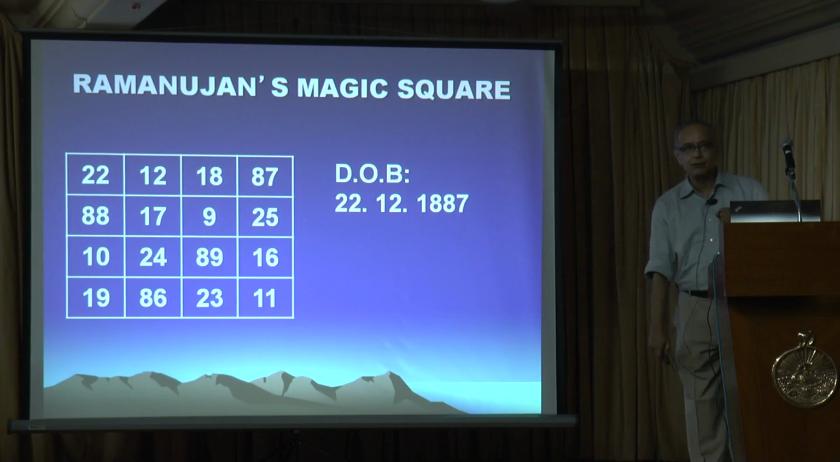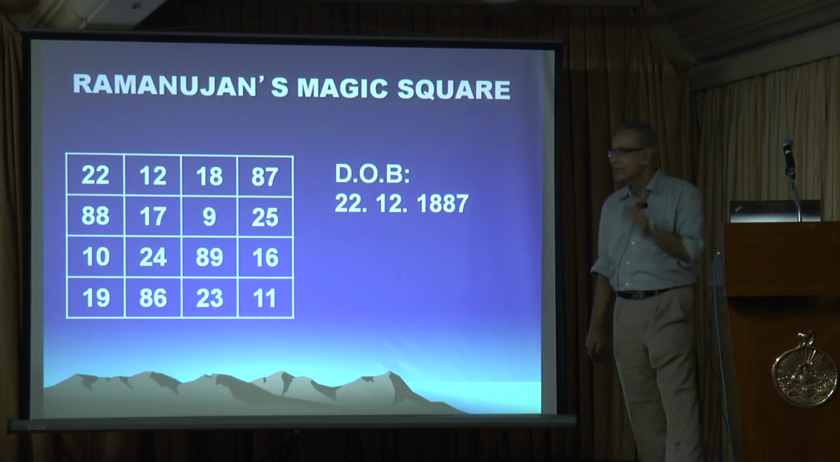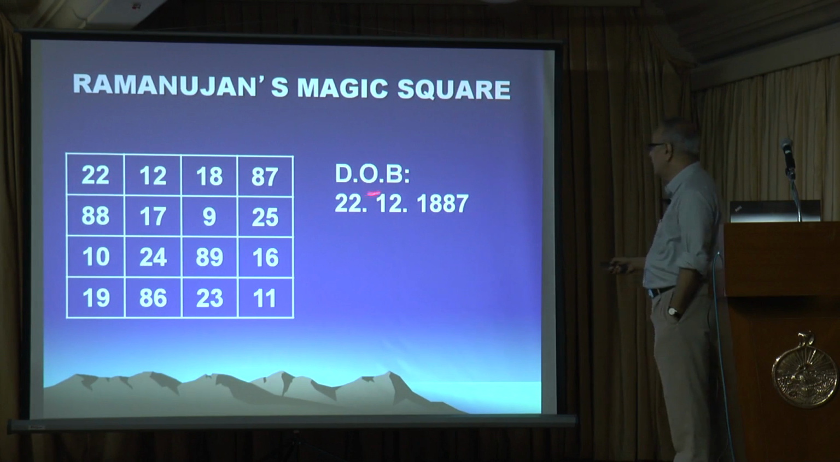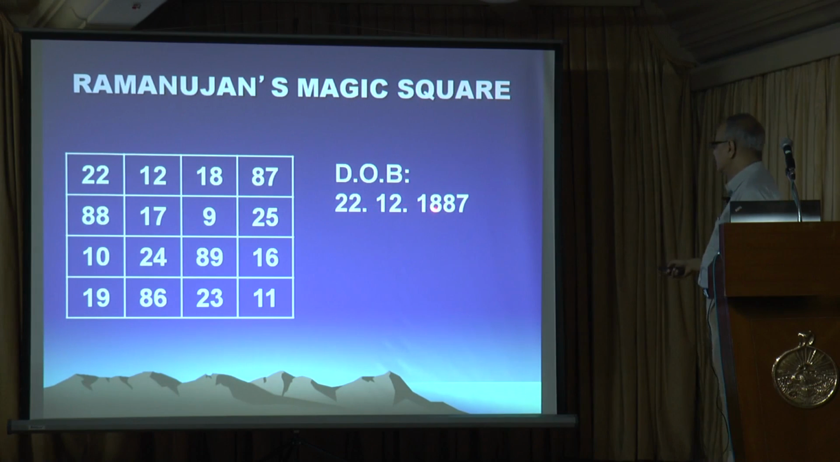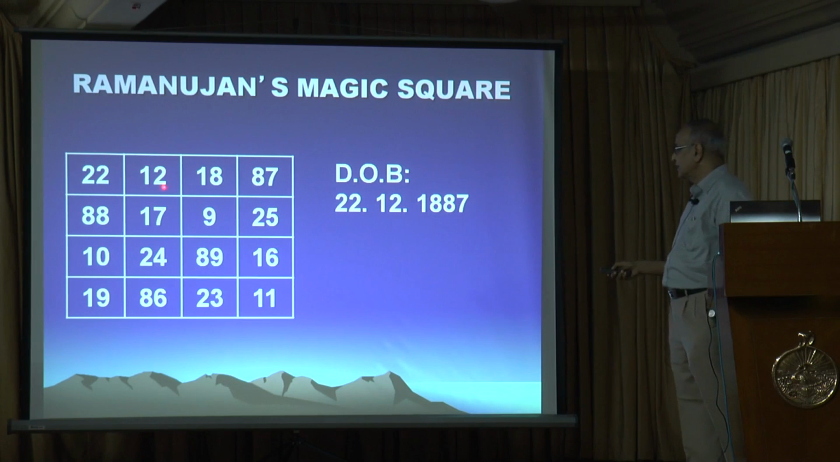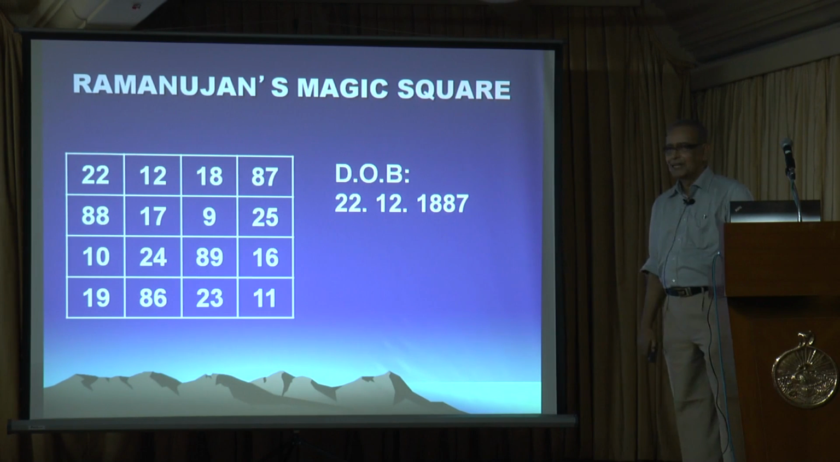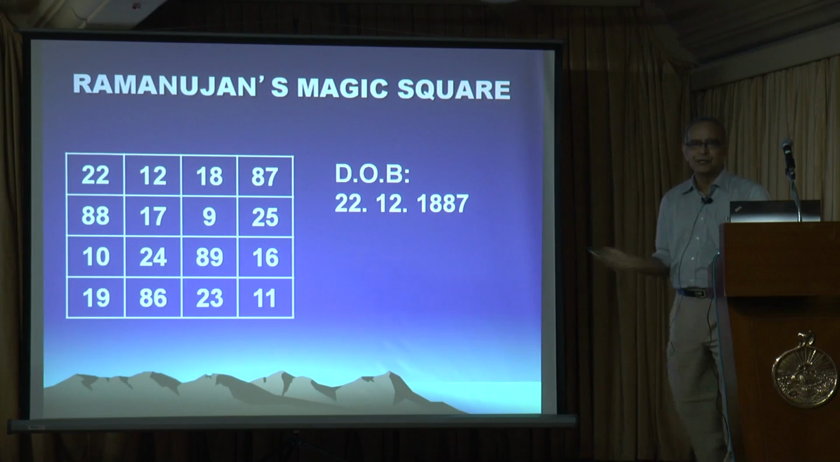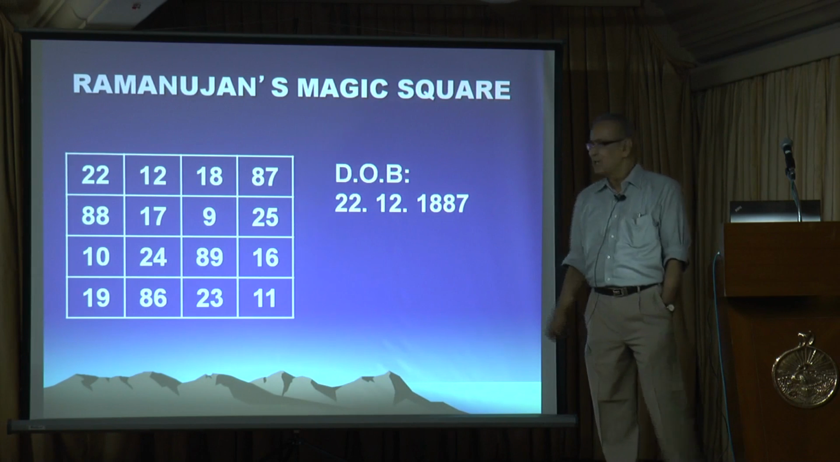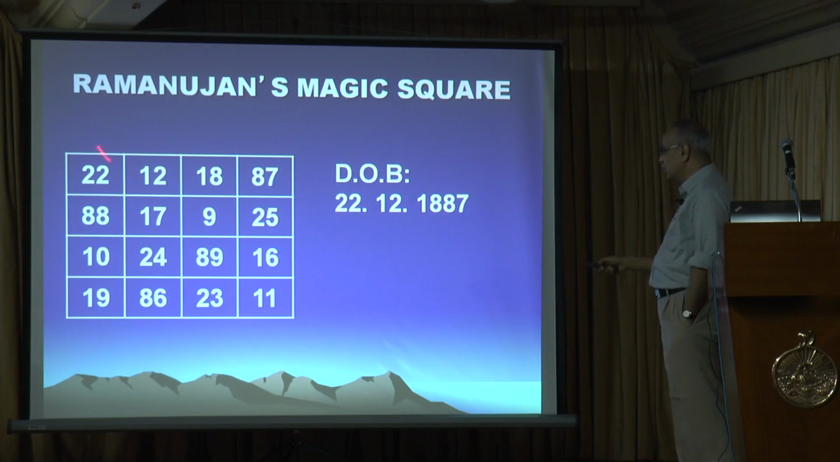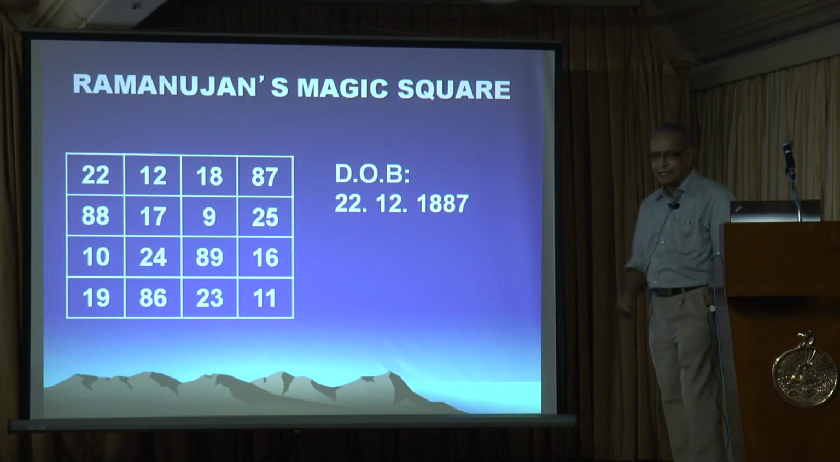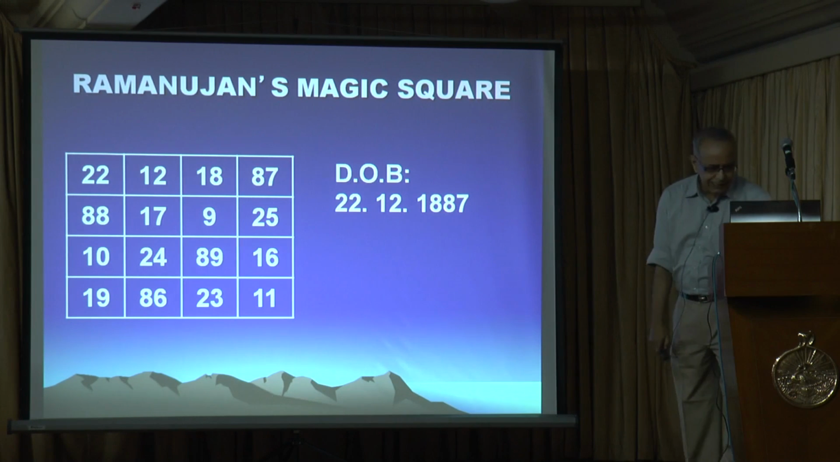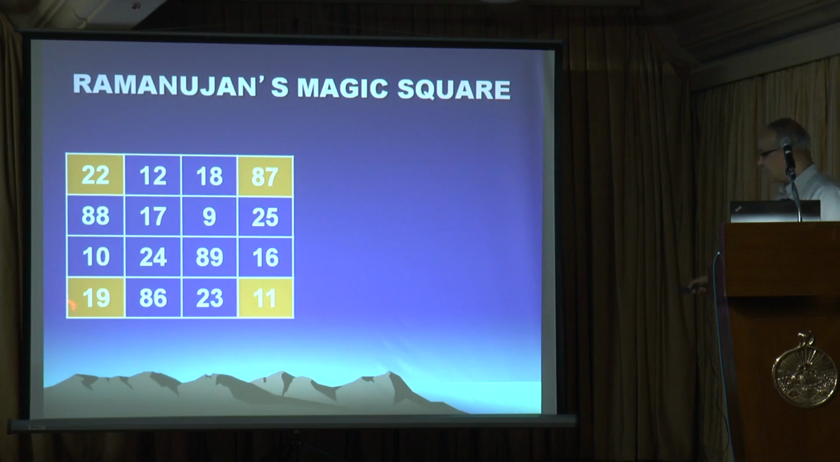But Ramanujan being Ramanujan, he said, I will not write from 1 to 16. In the first row, he filled in his date of birth, 22nd December 1887. And he filled up the other 12 so that it has all the properties of Durer's magic square. That means you add any column or any row, principal diagonal, you get 139. Not only that, just like Durer's magic square, if you take all the extreme corner points, then also it will be 139.